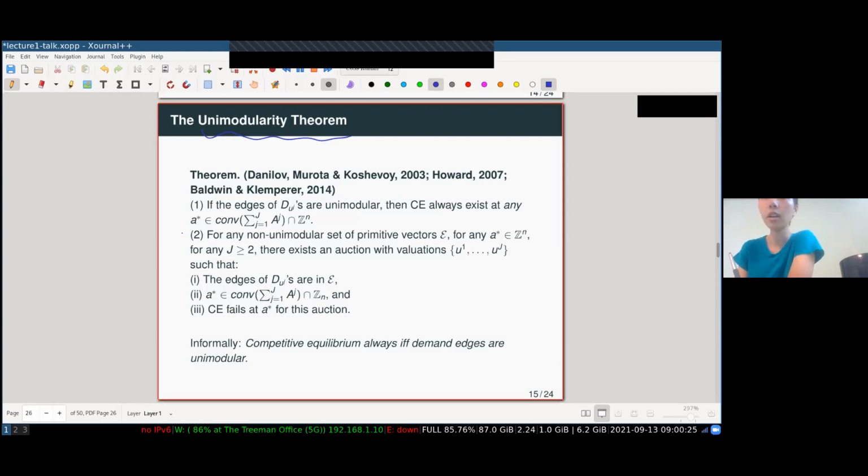Okay. So what does this theorem say? It comes in two parts.